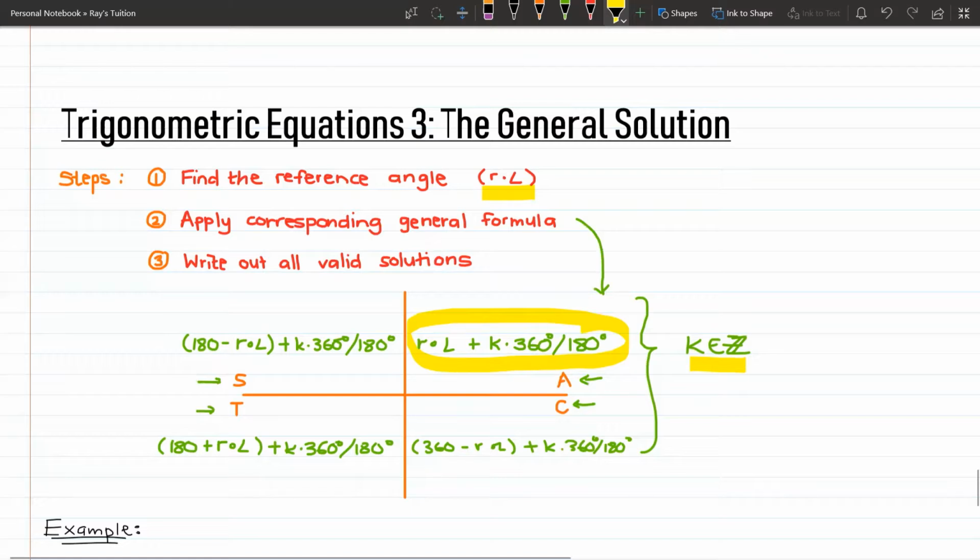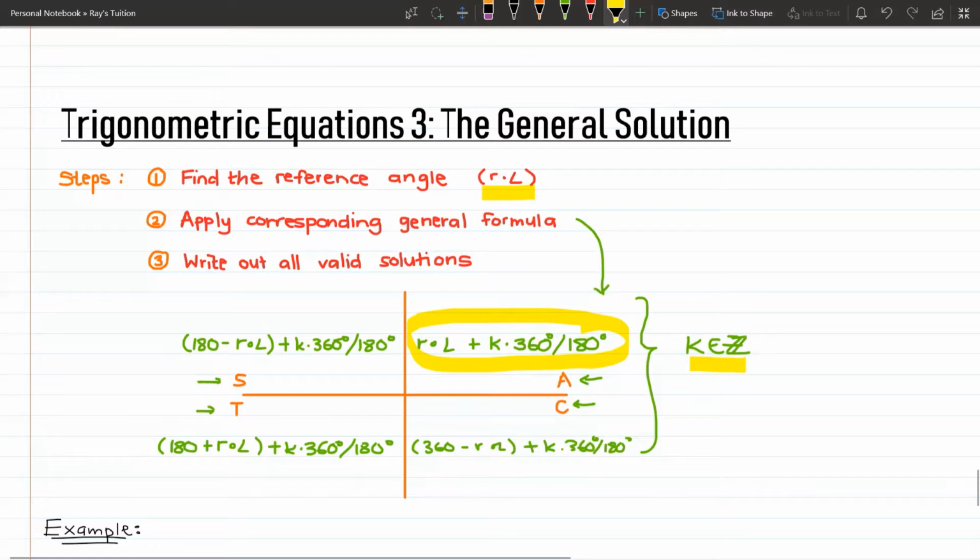In the second quadrant, only sine is positive. So if you're looking where sine is positive, then we'd use the solution for the first and second quadrant. And then we use the general solution 180 minus our reference angle, plus k times 360 or 180, depending whether we're working with a sine, tan, or cos graph.